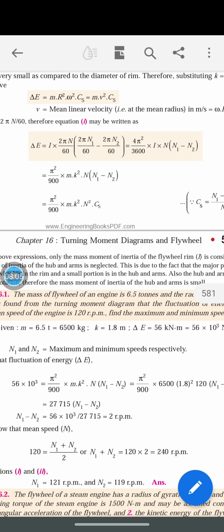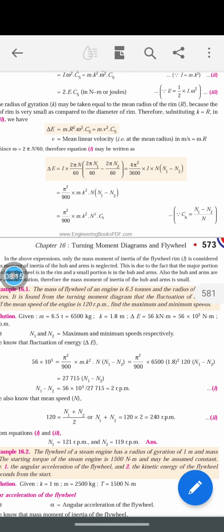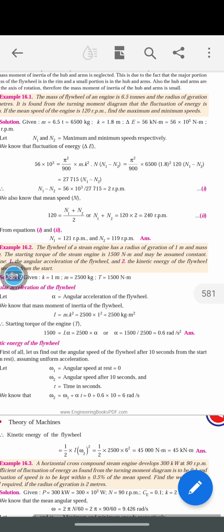Since this unit is very easy and entirely formula based, there will be around 10 to 15 formulas which you need to remember. So coming to the problems.